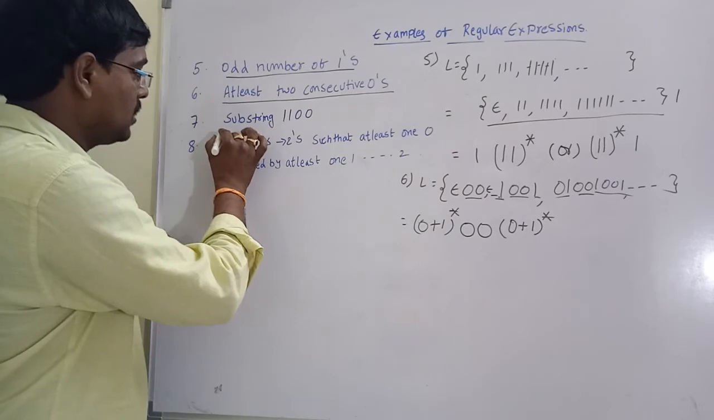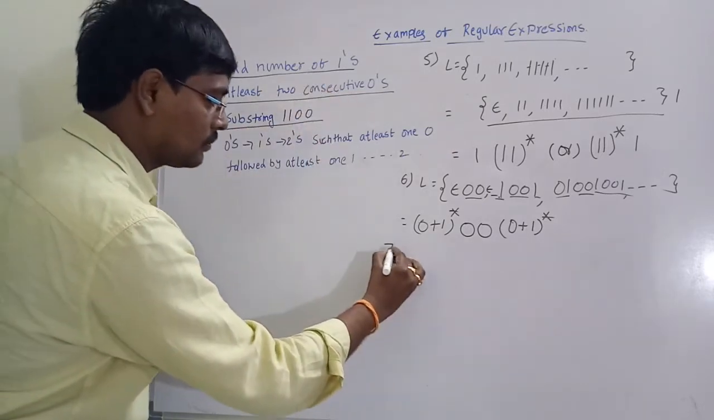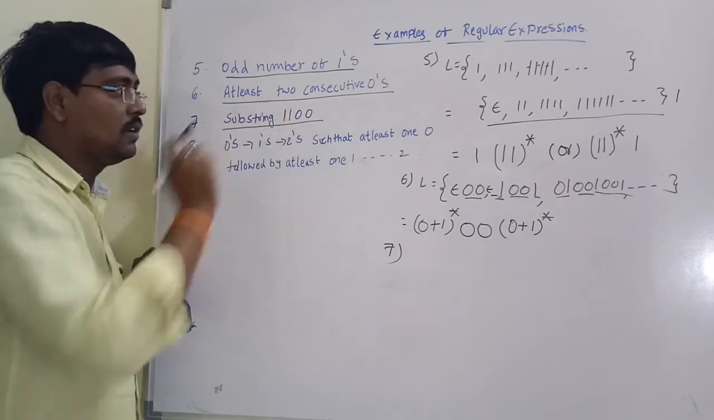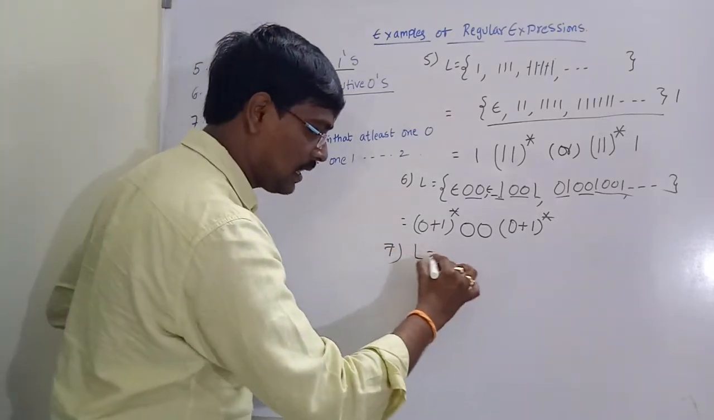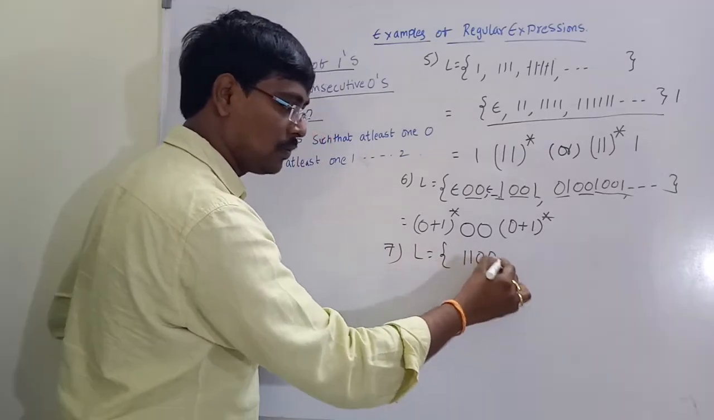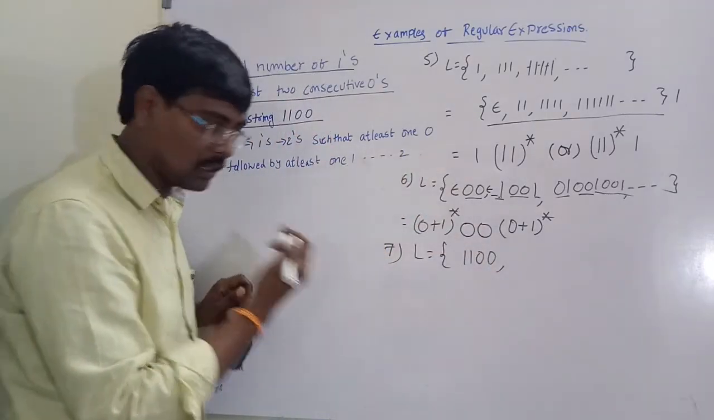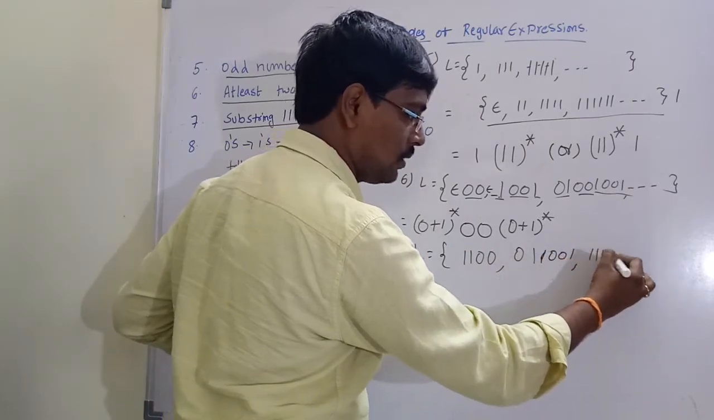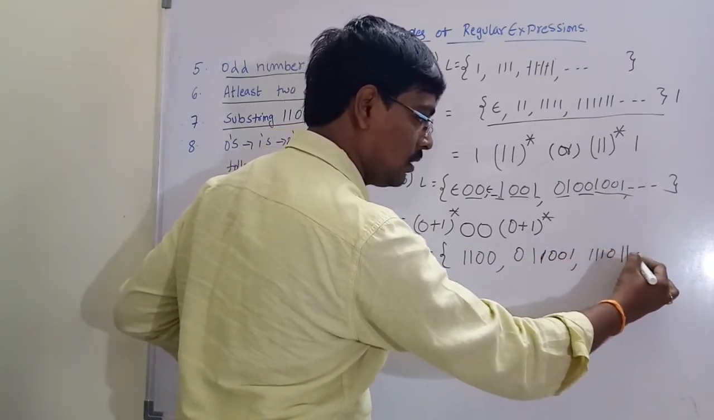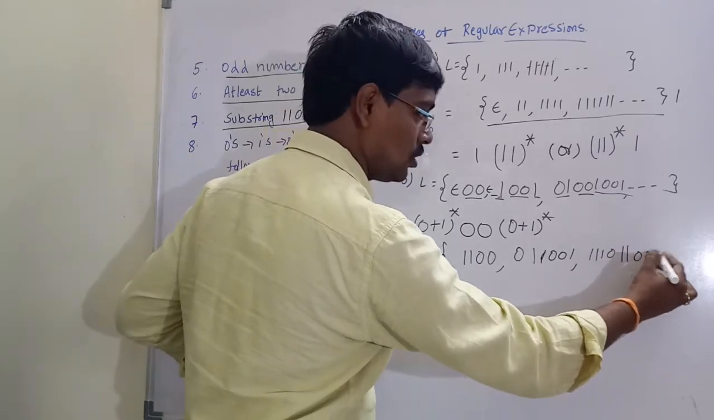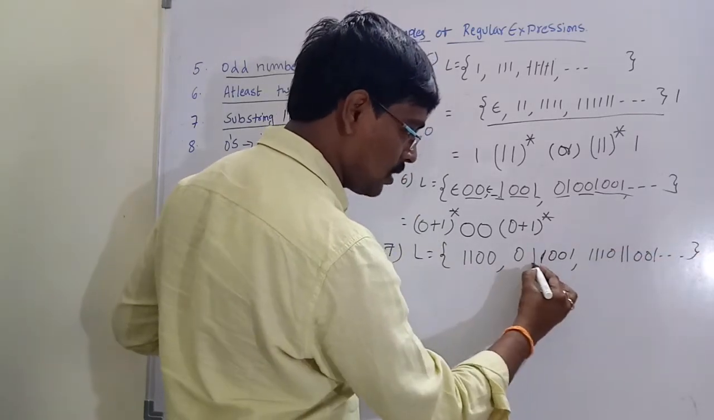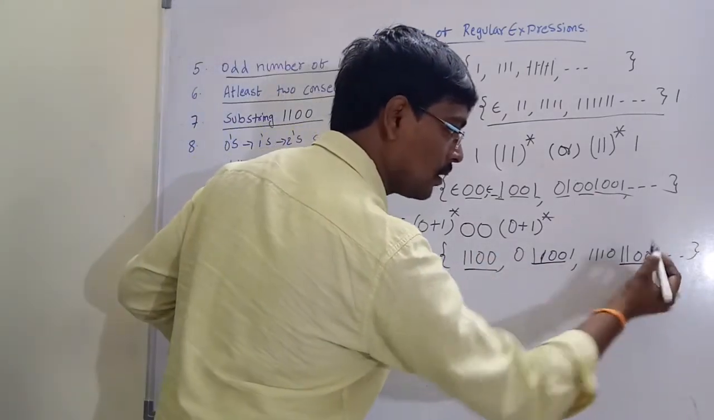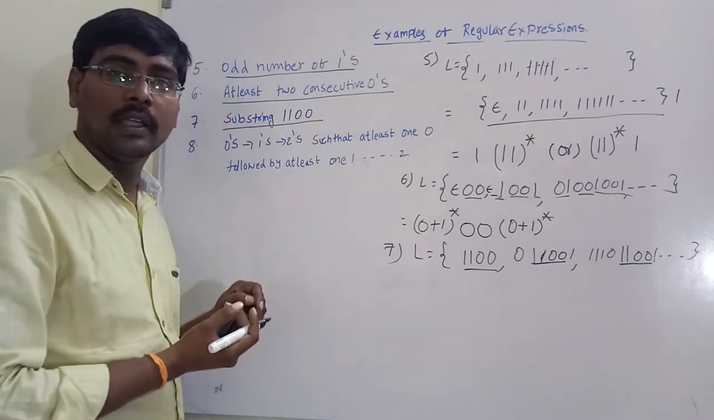And the next one is a substring. The regular expression contains the substring 1100. Simply the language is 1100. Before and after is nothing. Suppose 0110011110110011. See this one? 1100 acts as a substring. Before and after anything is allowed.